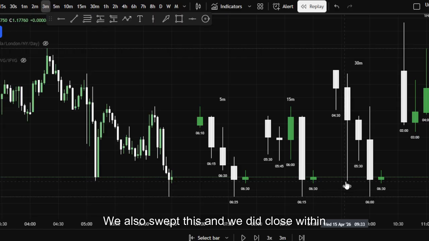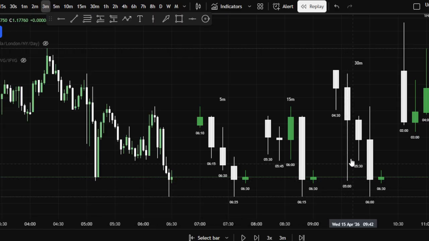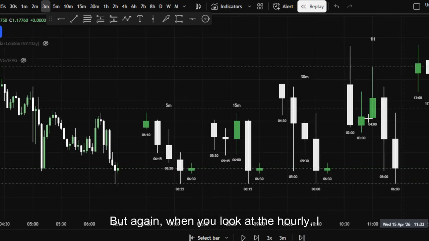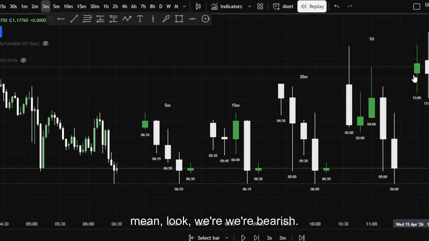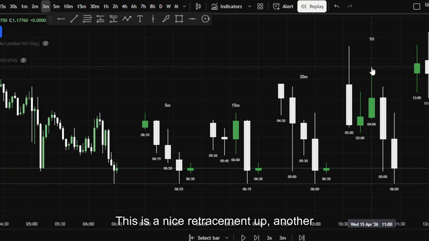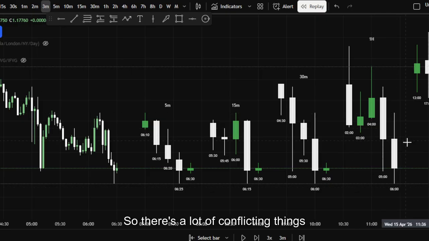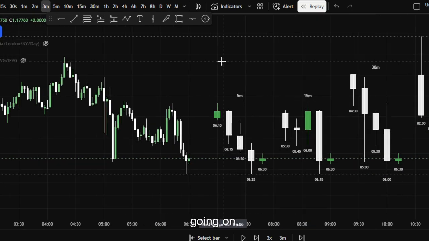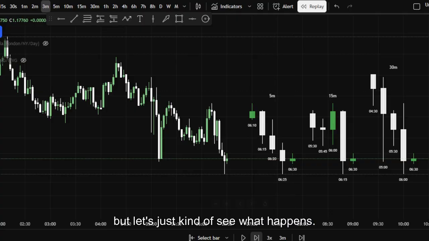We also swept this, and we did close within that range. These are things that you would start to take into consideration. But again, when you look at the hourly, look, we're bearish. This is a nice retracement up, another follow through down. So there's a lot of conflicting things going on. But let's just see what happens.